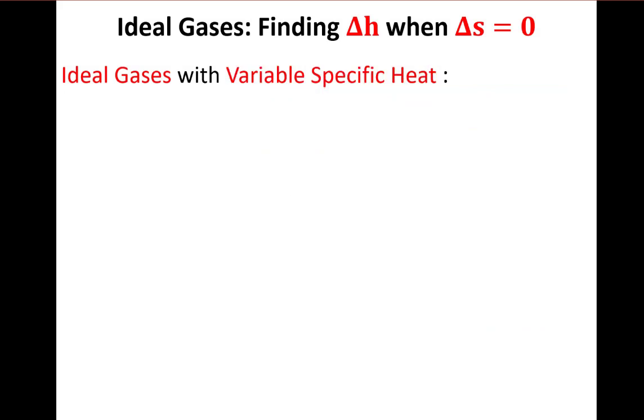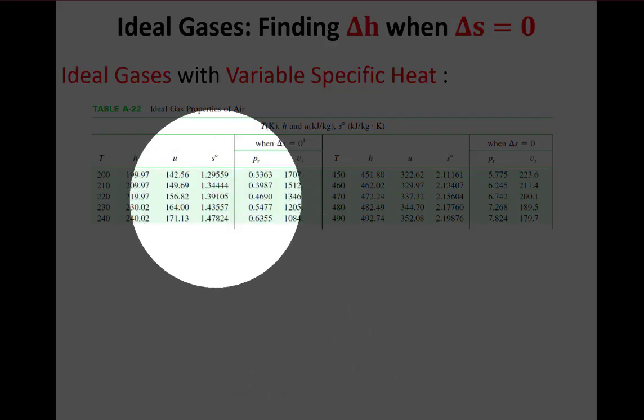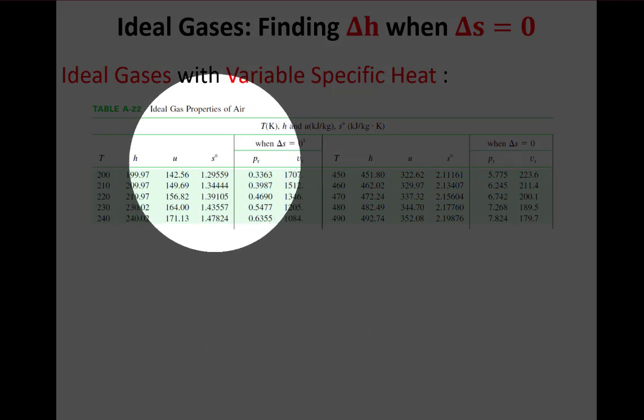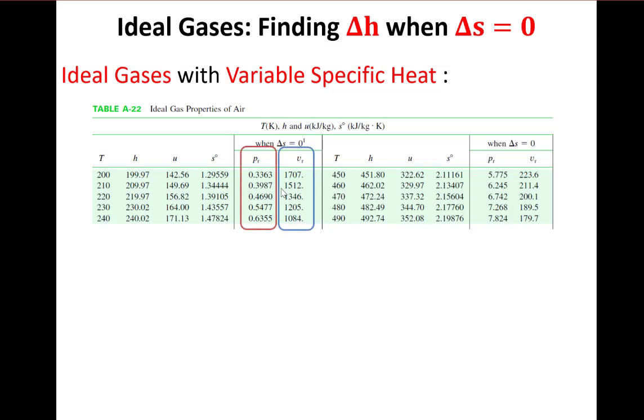So now when we're talking about variable specific heat, I'm not going to ask you to do this on the exam. We haven't really talked about this yet. So I'll go through it now, but it won't be on the exam. We'll start to do this when we talk about internal combustion engines and then further as we're talking about other cycles that use gases as working fluids. But, just like it's got this weird notation for S superscript 0, it's also got this PR and VR over here in the table.